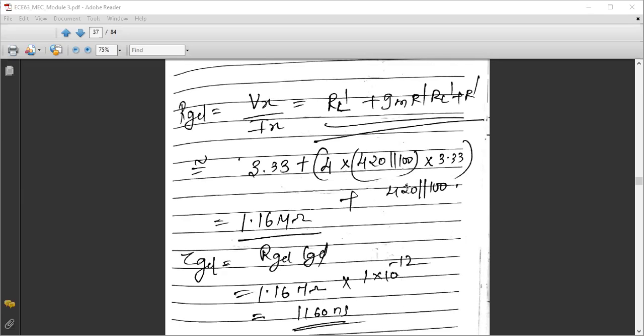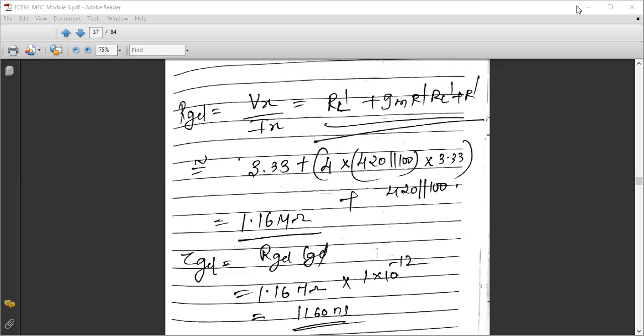So one is in mega ohm, another one is in pico. So 10 to the power 6 into 10 to the power minus 12 will become 10 to the power minus 6, right? So 1.16 into 10 to the power minus 6, you need to convert into 10 to the power minus 9. Accordingly, you have to adjust it, multiply by 1000. So it will become 1160 nanoseconds. Otherwise, you will be getting microseconds. I'm not going with microseconds, because the previous answer was in nanoseconds, so I should convert into nano.